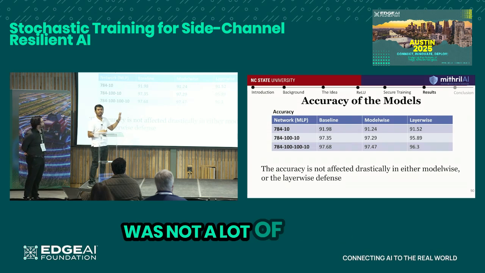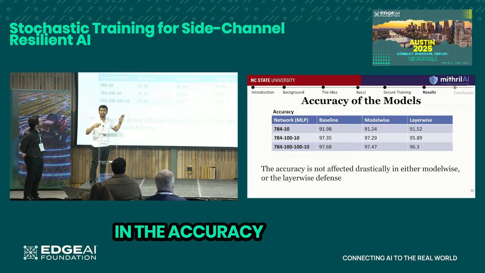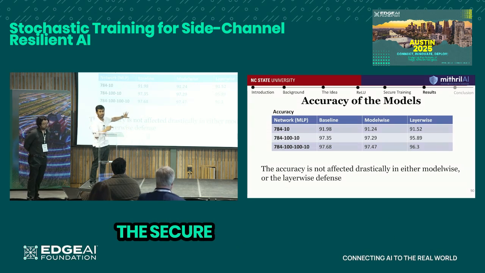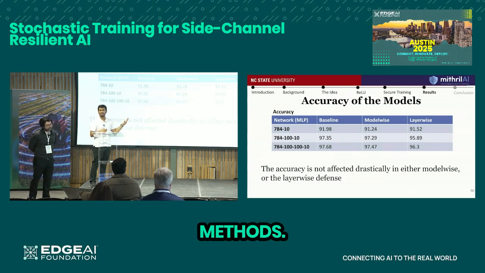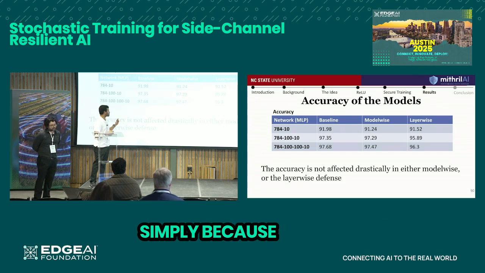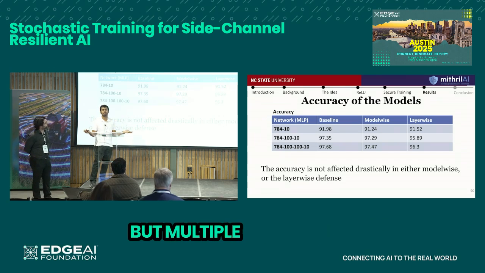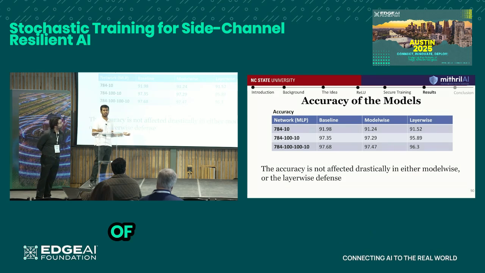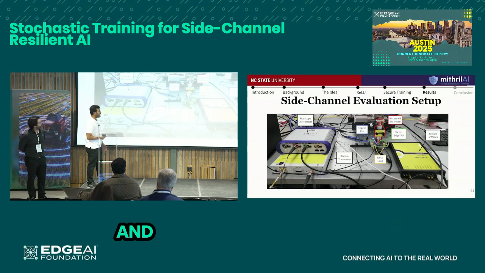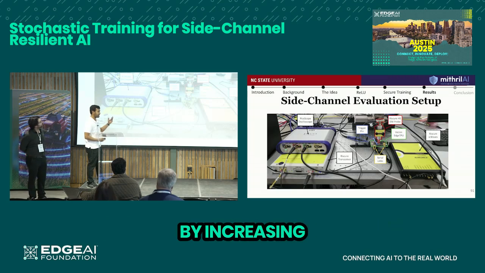So there was not a lot of decrease in the accuracy after using the secure training method or the model-wise training methods, simply because I'm still training, right? I'm still training. It's just that I'm not training one set of parameters, but multiple parameters. So I'm not going to see a lot of decrease in the accuracy. And we can also increase it by increasing the number of epochs.